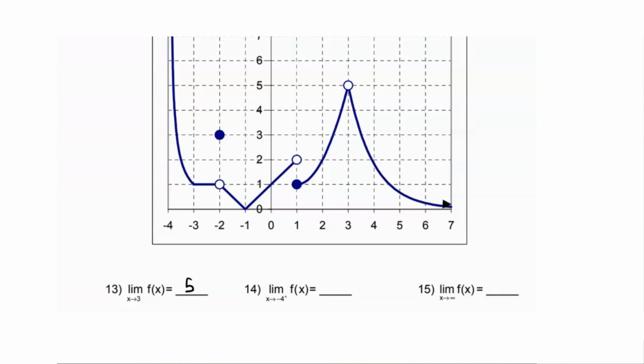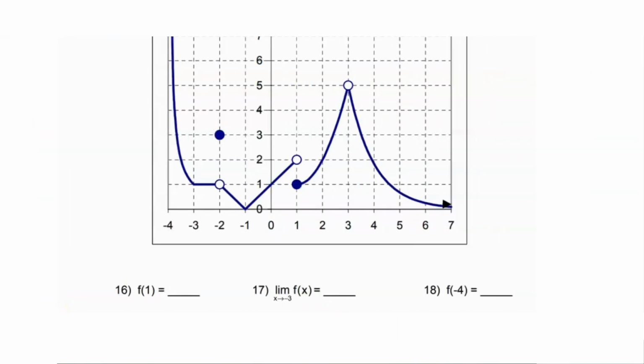All right, in problem 14, we want the limit of f of x as x approaches negative 4 from the right. So we have negative 4 from the right, and we can see that we are approaching the asymptote. We're going up here, so this would be positive infinity. And then 15, we want the limit of f of x as x approaches infinity. So as x gets increasingly larger, what's happening to the graph? It said in the instructions that we have a horizontal asymptote at y equals 0. So this graph is approaching 0.